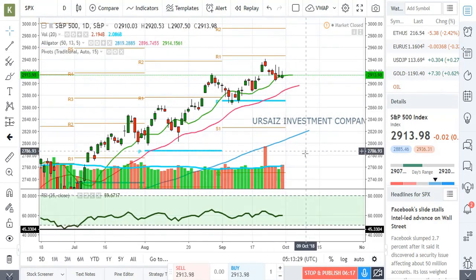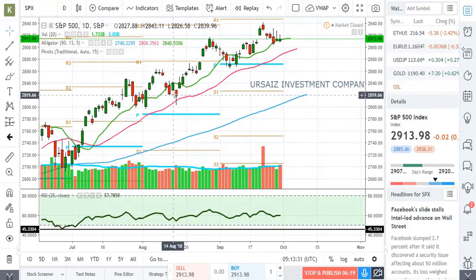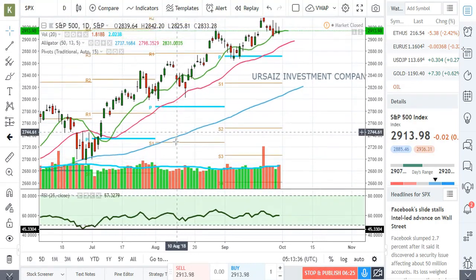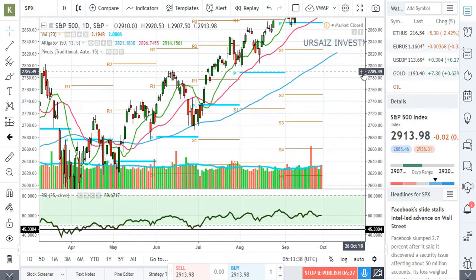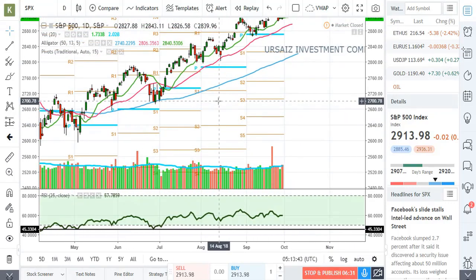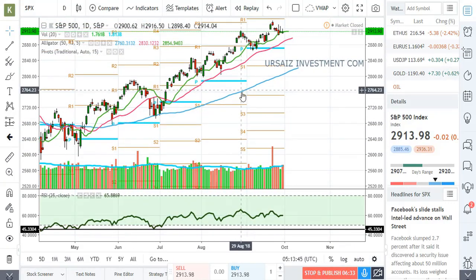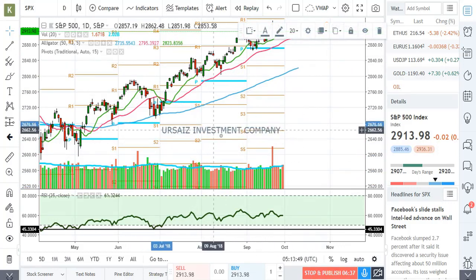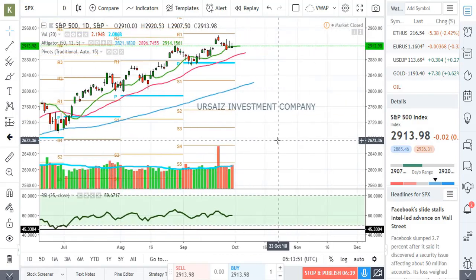But as far as you can see, historically, it always touches the 13 area of Williams Alligator. Pivot lines are good lines. They can be used for support and resistance, which is what all indicators are used for. So that's for the S&P.